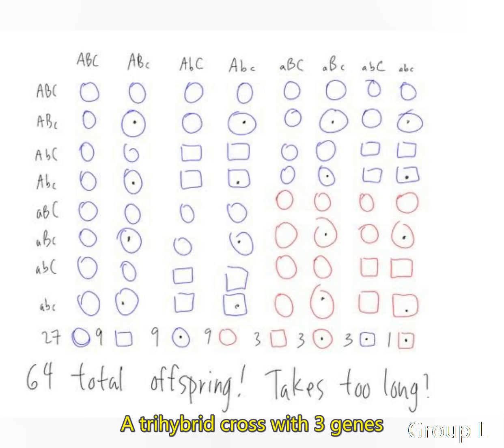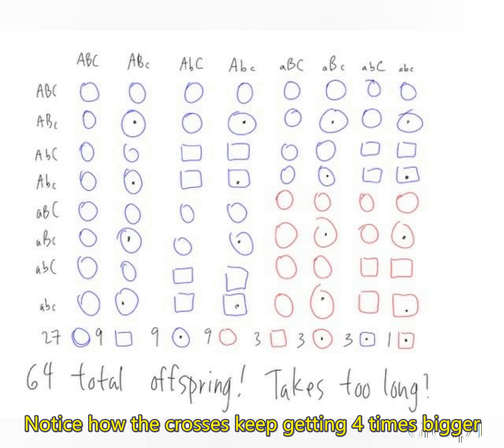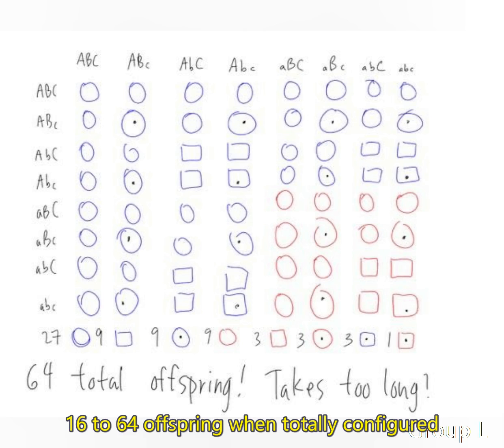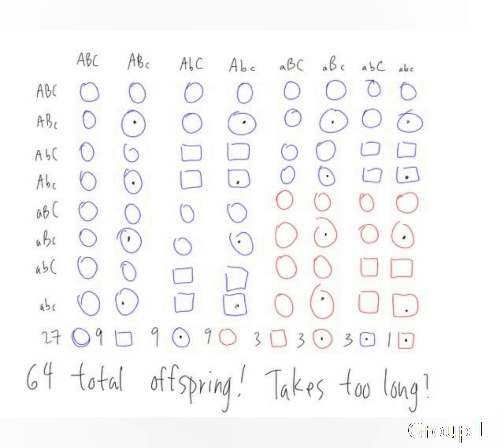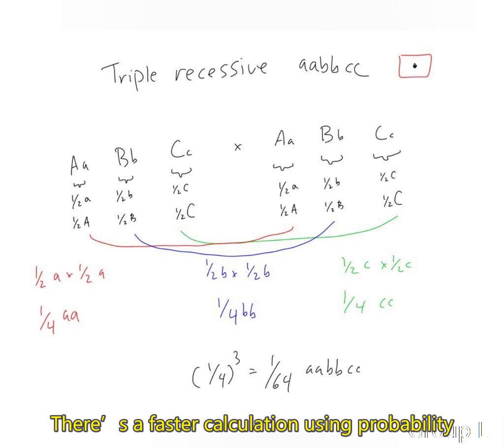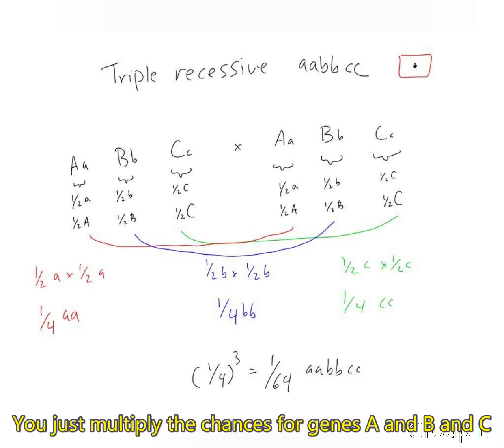A tri-hybrid cross with 3 genes, if you've got it fully drawn, is 27 to 9 to 9 to 9 to 3 to 3 to 3 to 1. Notice how the crosses keep getting 4 times bigger: 16 to 64 offspring when totally configured. There's a faster calculation using probability. You just multiply the chances for genes A and B and C.